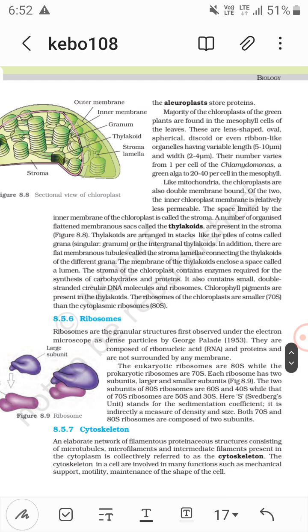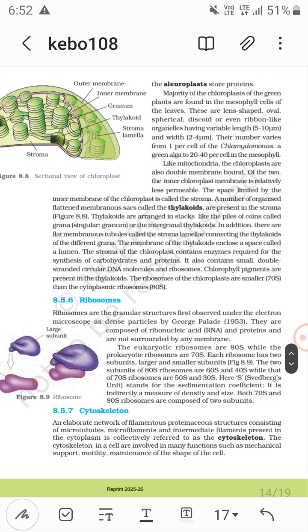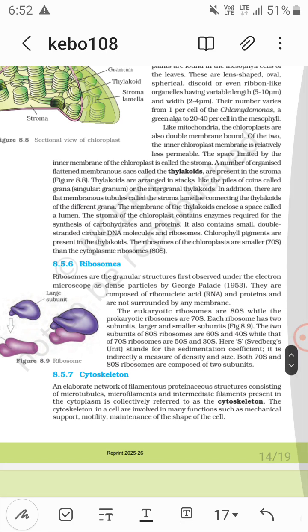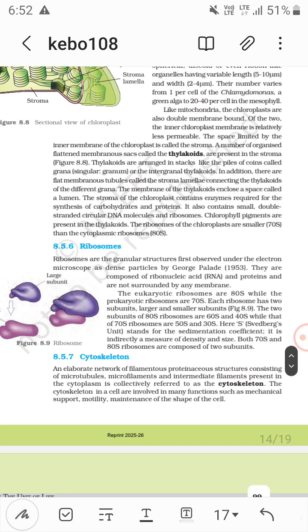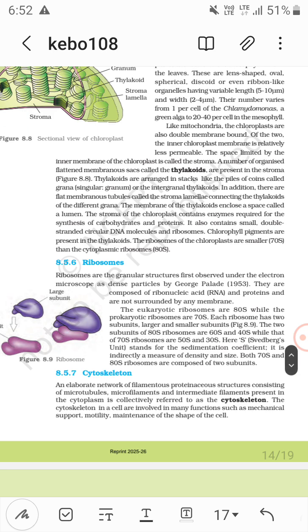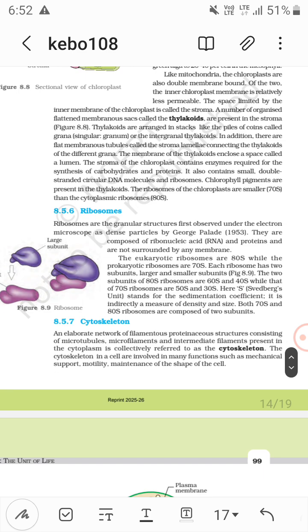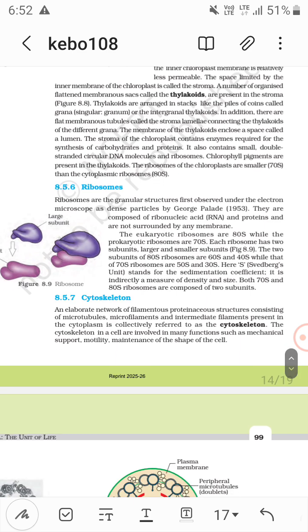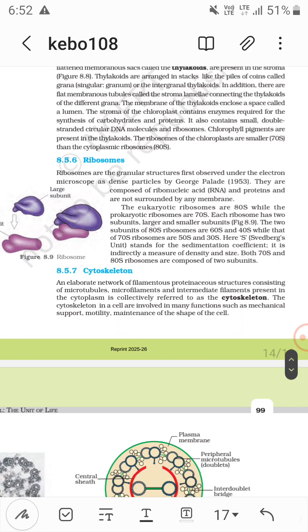Now chlorophyll pigments are present in thylakoids. So what has thylakoids, right? It has chlorophyll pigments, right? Now ribosomes of chloroplast are smaller, that is 70S, than the cytoplasmic ribosomes, which in eukaryotes are 80S. Now the ribosomes were given by George Palade in 1953. These are made of ribonucleic acid, RNA, and proteins, so these are ribonucleoproteins, right? Now eukaryotic has 80S, prokaryotic 70S.